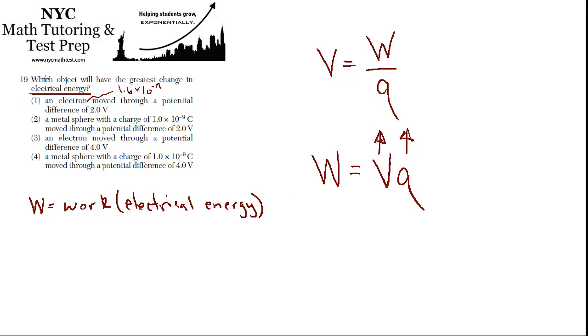So if we want the maximum electrical energy, the greatest change in electrical energy, we want to pick the one that has the biggest voltage and the biggest charge. And that is 4. Because 1 times 10 to the negative ninth is much bigger than the charge of an electron, and 4 volts is more than 2 volts. So 4 is the best choice.